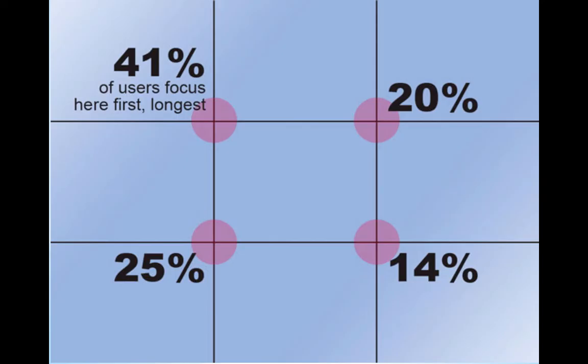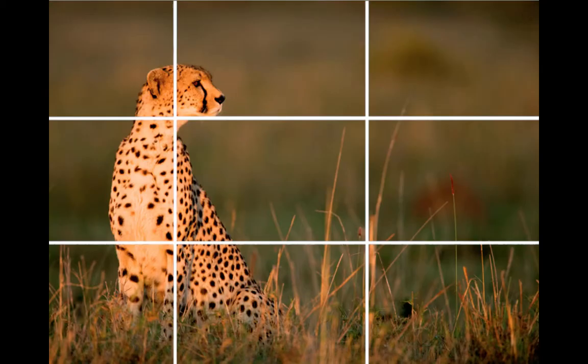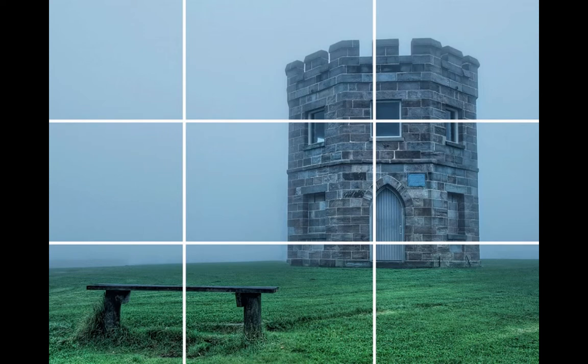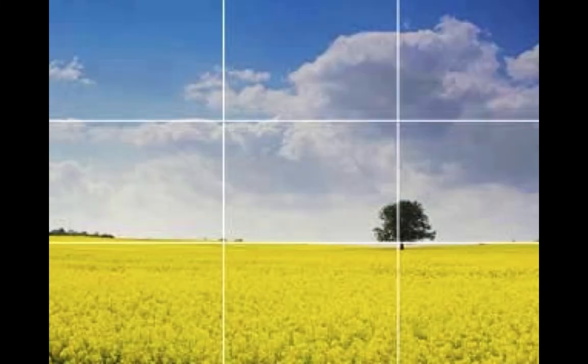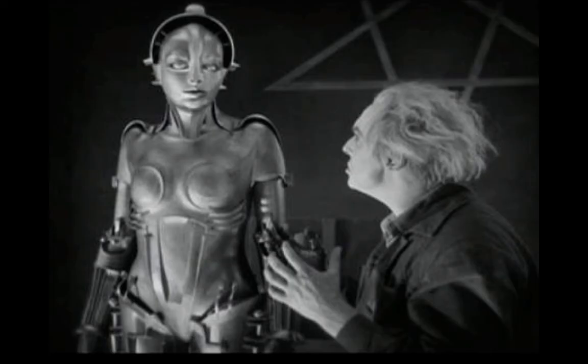So they've done studies, and I don't need to belabor these things, but if you want to get into the stats and you looked at that picture, they've done polls, and they found that 41% of the people looked in the obvious place. But here, this is a nice use of rule of thirds, as well as that. Look at the balance between the bench and the tower. And here, simply the tree and the farm.